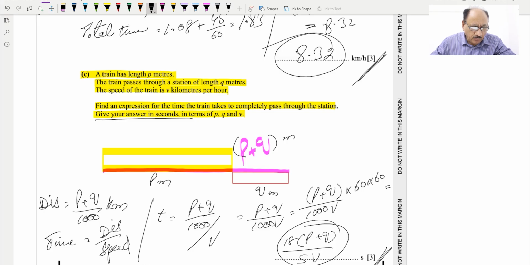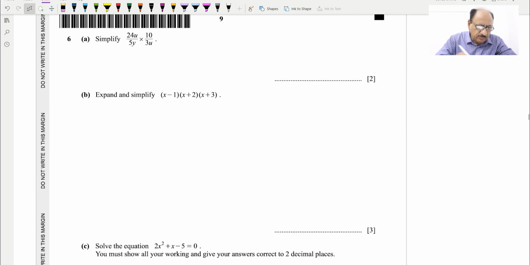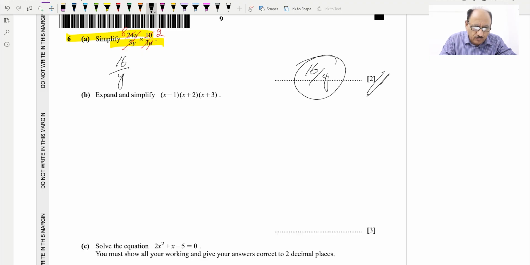Hopefully you understand this. Now question number 6, where we need to simplify this, and we can cancel: 5 twos are 10 and 3 eights are 24. u also we can cancel, and the remaining will be 2 into 8, which is 16 over y. So 16 over y will be our final answer for 2 marks.